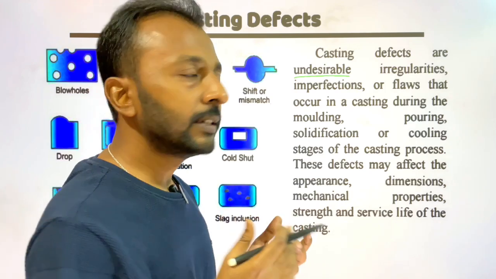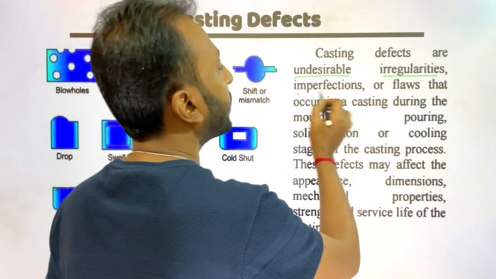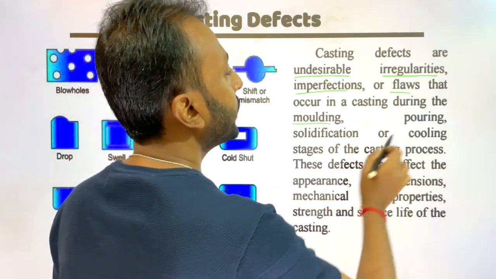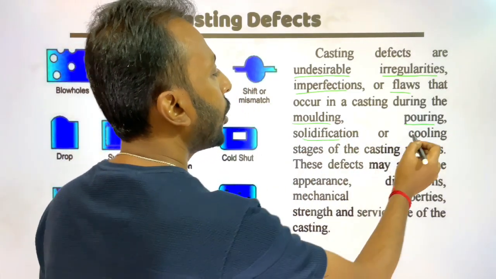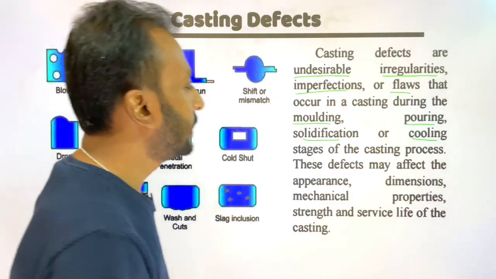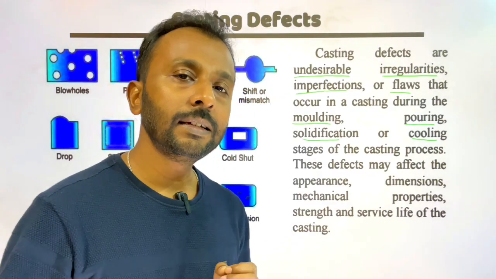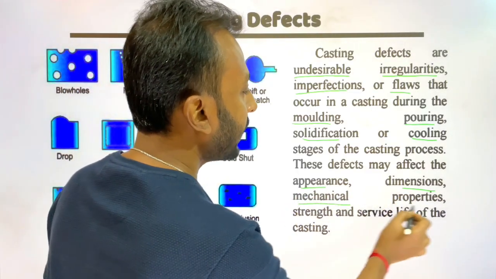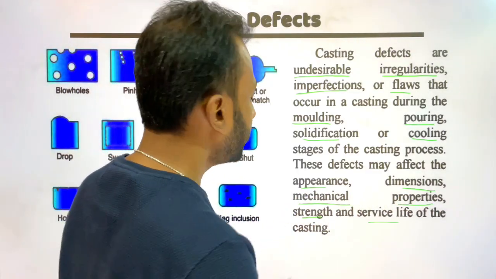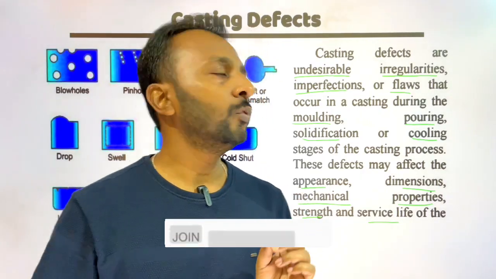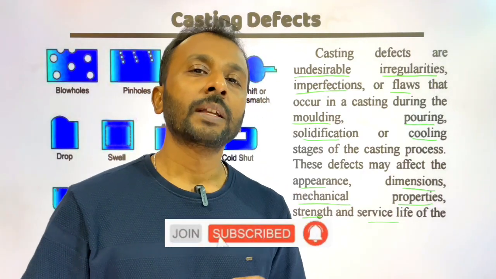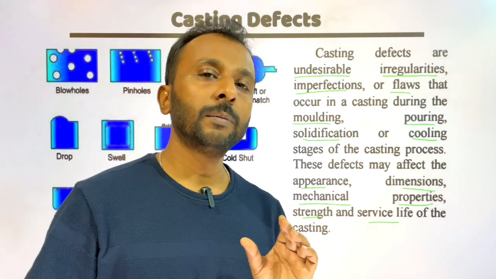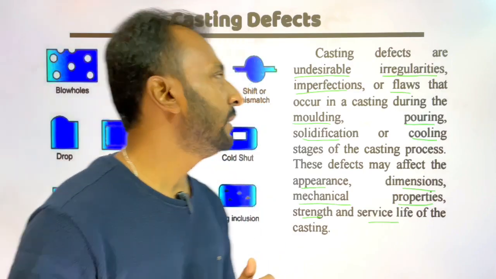We are not desiring these irregularities, imperfections or flaws that occur in a casting during the molding, pouring, solidification or cooling stages of the casting process. So this is casting defects. These defects may affect the appearance, dimensions, mechanical properties, strength and service life of the casting. So we must know about the casting defects before doing this process. In this video I will discuss the most important casting defects in the molding process.